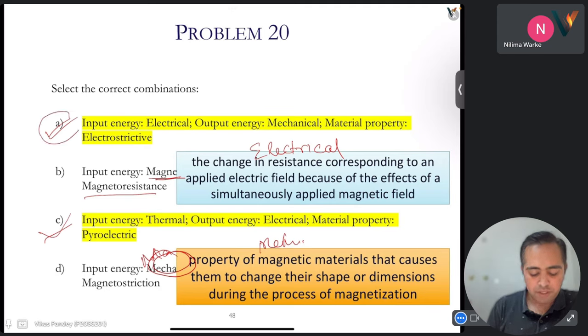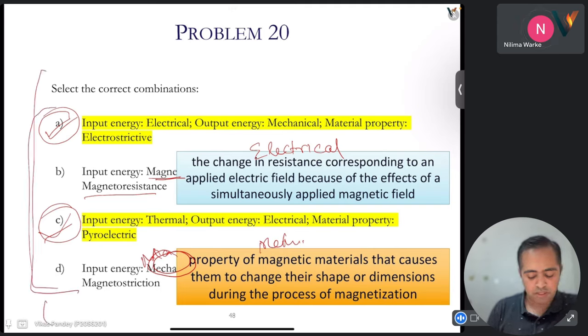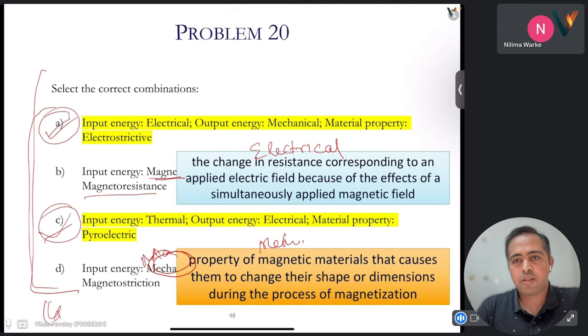Like if these two are correct, you have an option. These are not the options, they are part of the question. So it could be A or B, or A or C, and so on. Anyway, if it is multiple choice, it will have options.